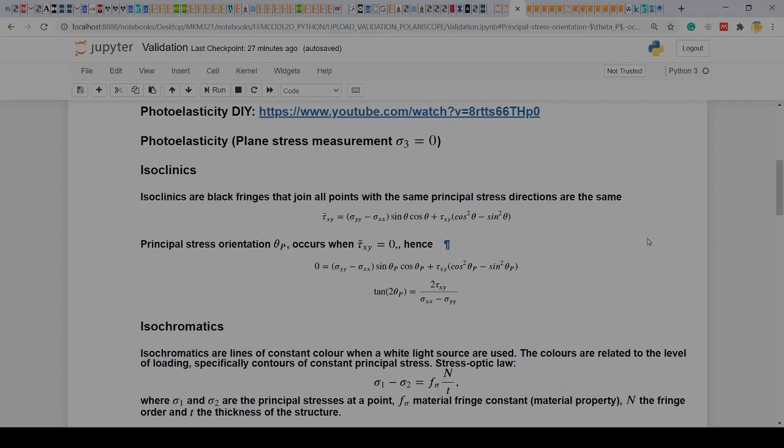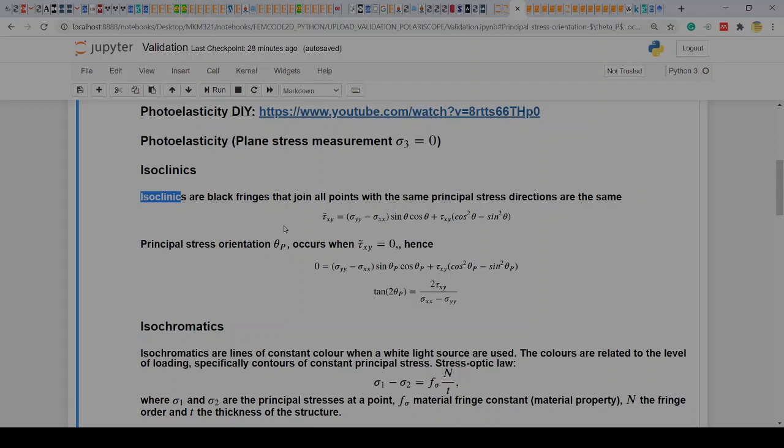Okay. So first off, photoelasticity. Consider essentially plane stress measurements. Our third principal stress is 0. So that's the out of plane stress component. So principal stresses are essentially all in play. With photoelasticity, we can determine 2 things: isoclinics, which is not going to be the focus for this validation notebook, but I just want to make you aware of it, because you'll often read this or bump into this in literature, so that you at least understand the context behind it.